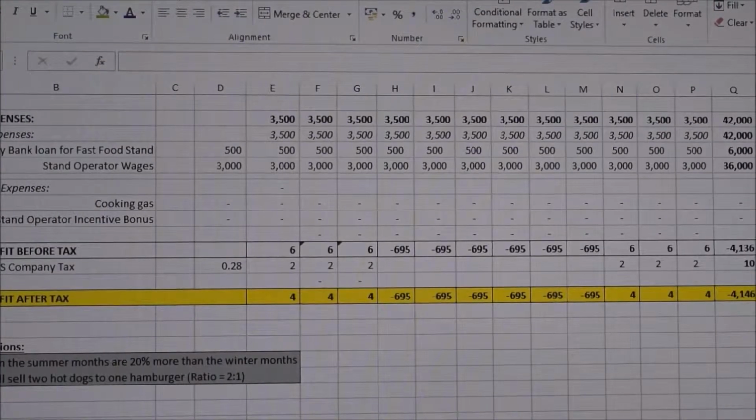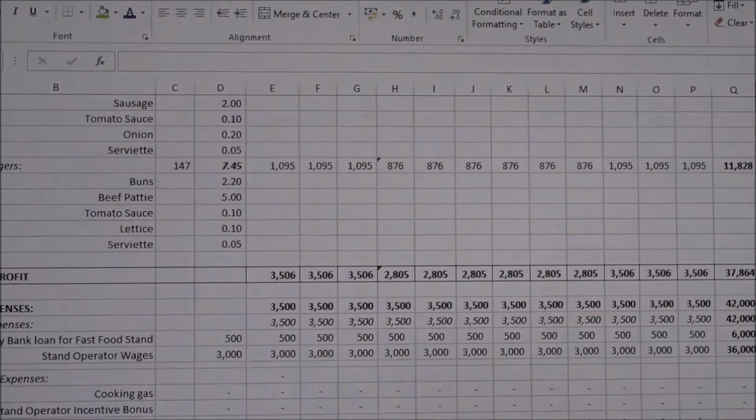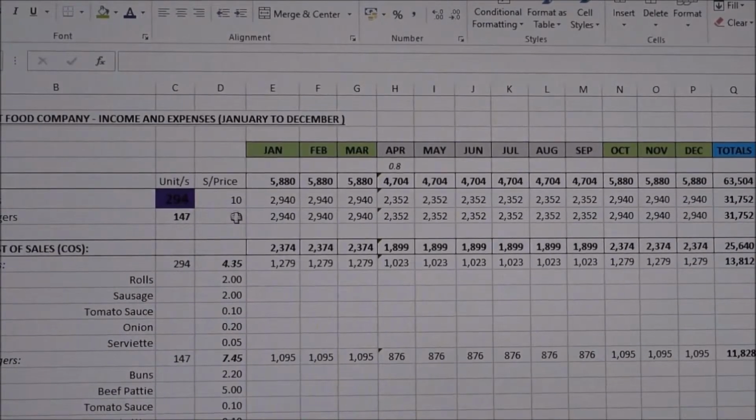We will make a loss of 4,136 Rand. But do not fear, because we have just worked it out on our break-even analysis. What happens if you start to sell more hot dogs and hamburgers? What happens to your figures then?